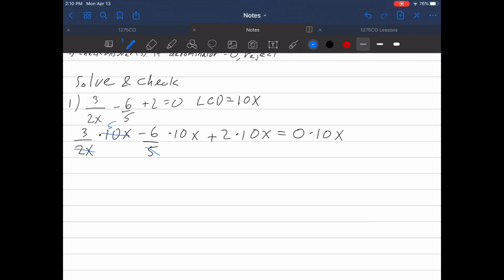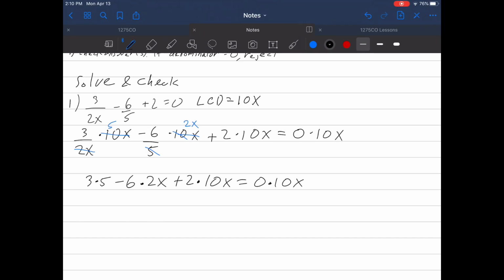All right, so take a look at what happens here. 2x over 10x divides out to be 5. 5 over 10x divides out to be 2x. So this is what our equation looks like. Nothing else is going to reduce here and here. We're going to get 3 times 5 minus 6 times 2x plus 2 times 10x equals 0 times 10x.